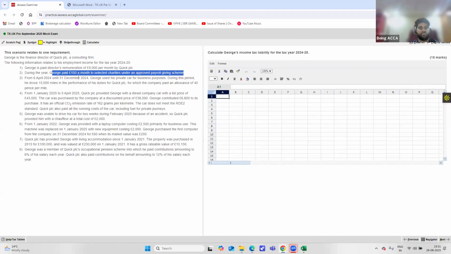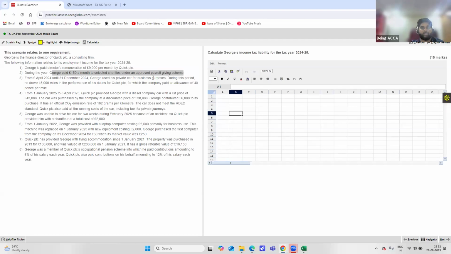Used private car during the period, he drove 15,000 miles in performance of duties, for which he has been paid an allowance. We're calculating tax adjustments. If it says that it has already been included, then you mark it as zero. Got it? Yes. Mark it as zero. That is all. And for marking zeros, you will have 0.5 marks. Once we take a quick look at the next two questions, I'll show you the marking scheme as well, so you'll be able to understand how the marking has been done.